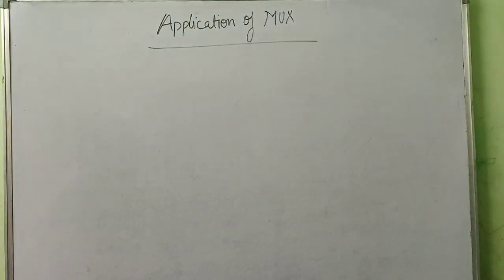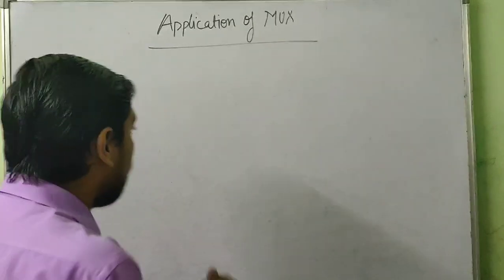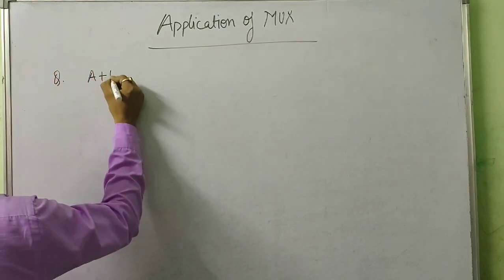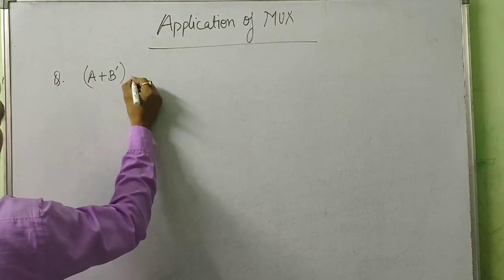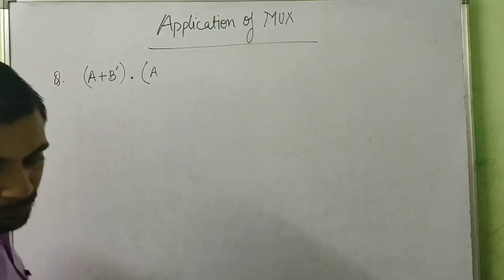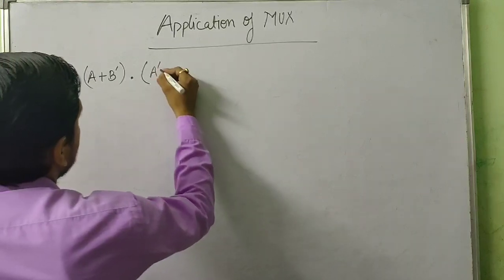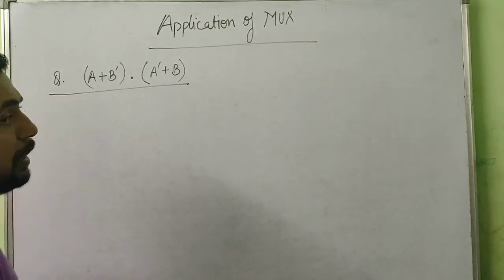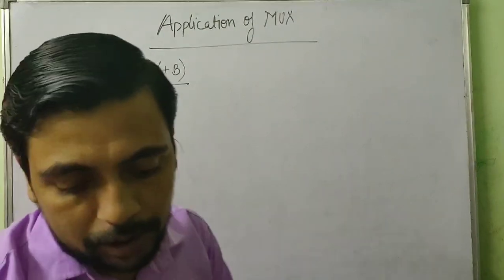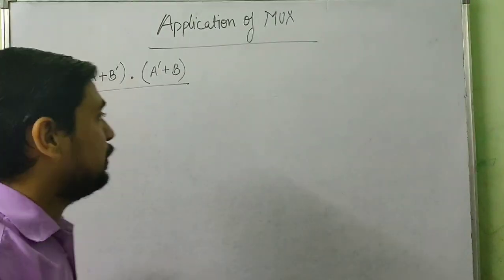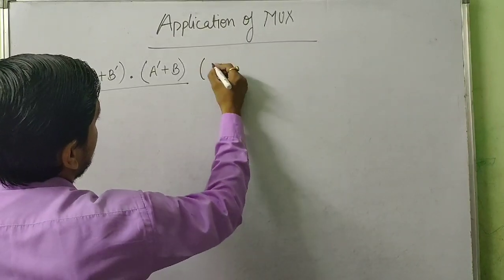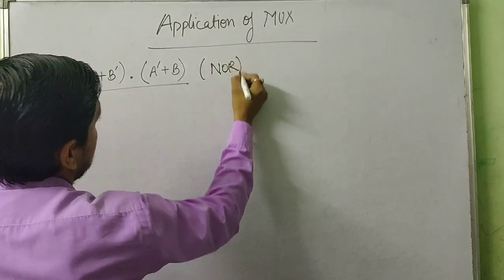So the question is (A plus B complement) and (A complement plus B). Now this is the question. You have to form the logic gate diagram for this with NOR gate only.